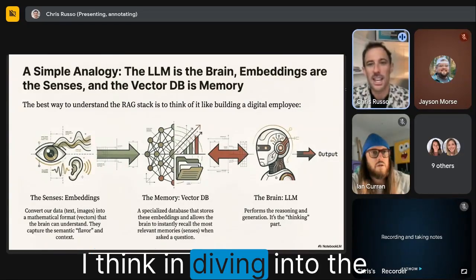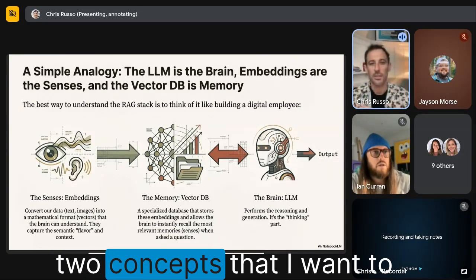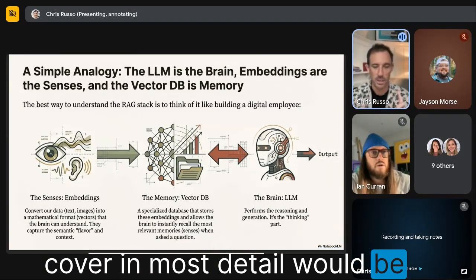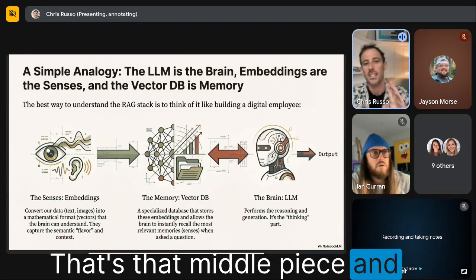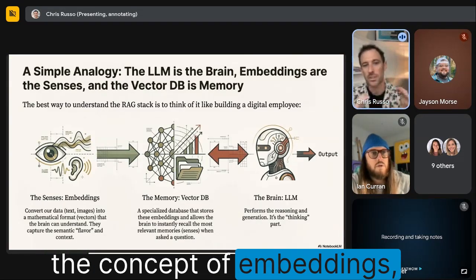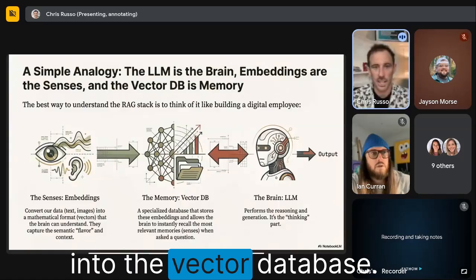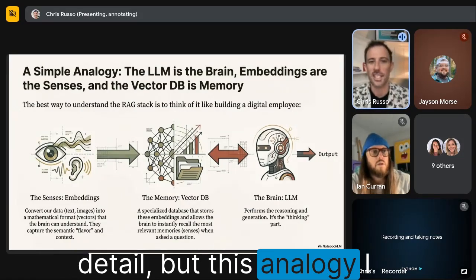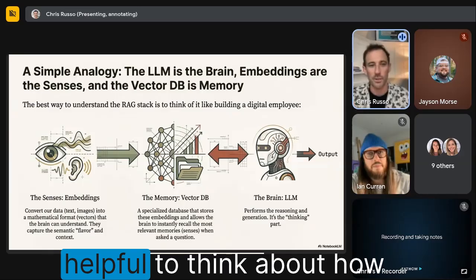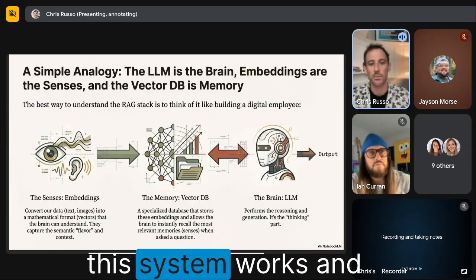I think in diving into the two concepts that I want to cover in most detail would be the vector database, right? That's that middle piece, and the concept of embeddings, which are embedded into the vector database. And we're going to look at everything in a little bit more detail. But this analogy, I think, is decently helpful to think about how this system works and how we'll use it for others.